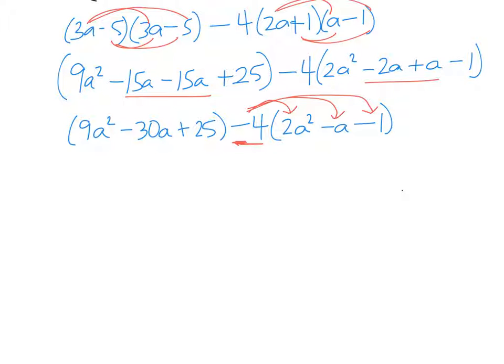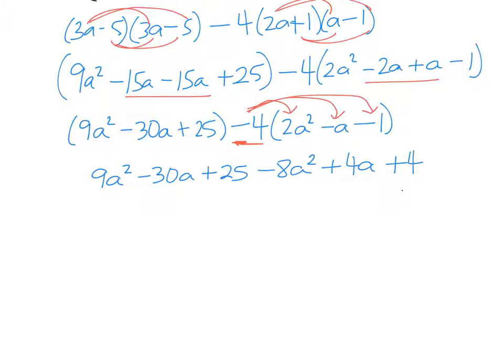Now we work with the 4. Yeah, at the end you work with the 4 here. So we have minus 8a squared plus 4a plus 4. So it's not until kind of the end, once you've expanded out all the different expressions, that you can function with the number that's out front.